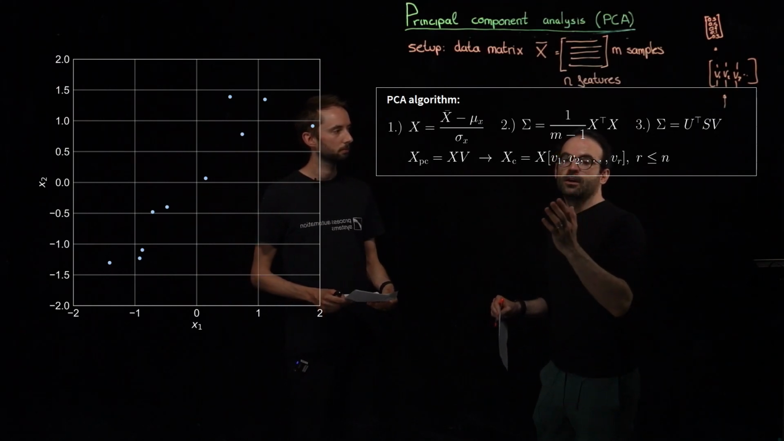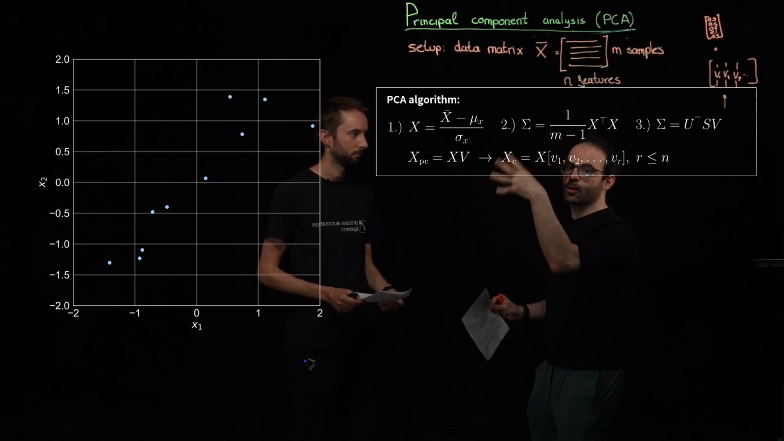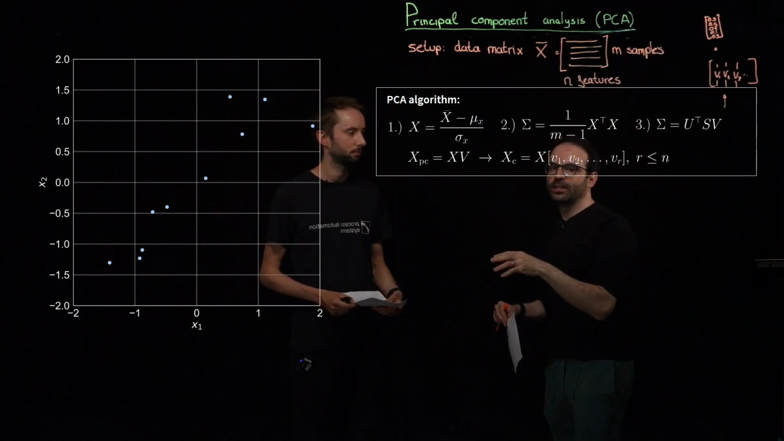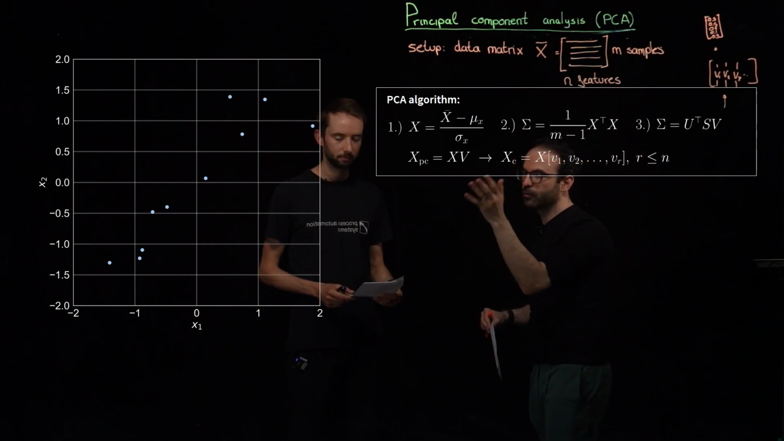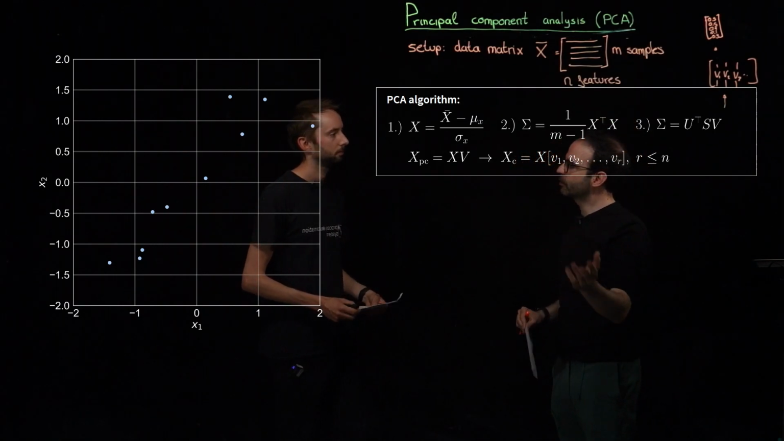And as we said, we cannot do it directly. We cannot just drop x2 because x2 is varying a lot. Just looking at the component x1 of each one of the data points, you are losing a lot of information.